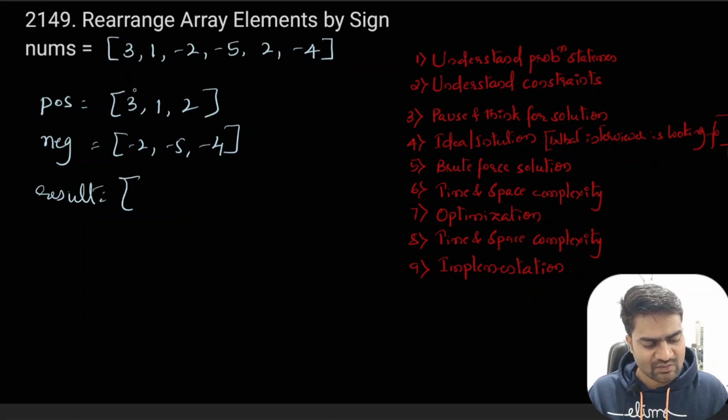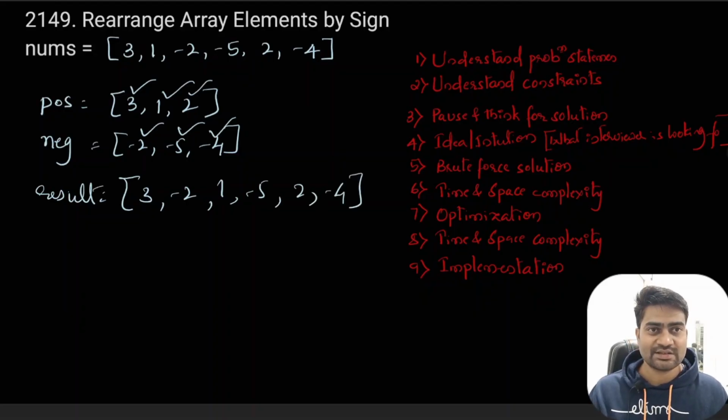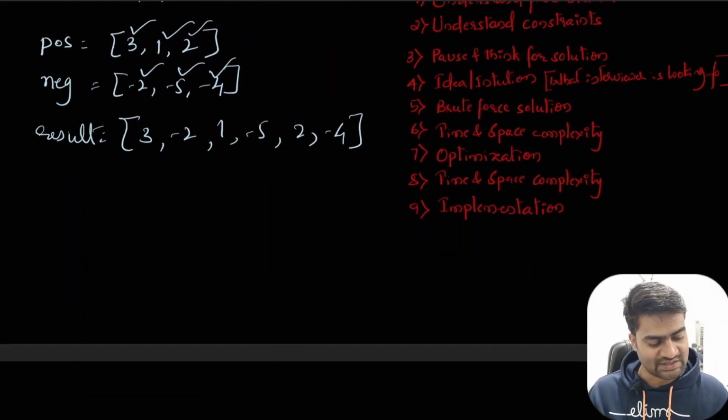Then I will take one number from the positive array and another number from the negative array. So -2, then it is 1, then -5, 2 and -4. So this is pretty much straightforward. Okay, so let us try to write the pseudo code for this one.